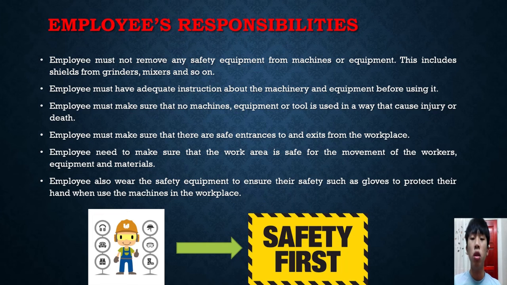The employee must make sure that there is a safe entrance and exit in the workplace, and they need to know the exit and the entrance because an emergency or urgent case may occur in the workplace and they will need to go out of the workplace. The employee needs to make sure the work area is safe from the movement of workers, equipment, and material. The last one is the employee also wears safety equipment to ensure their safety, for example, gloves to protect their hands when using the machine in the workplace. So for the employee, we can conclude they need to wear safety equipment in the workplace because safety first.